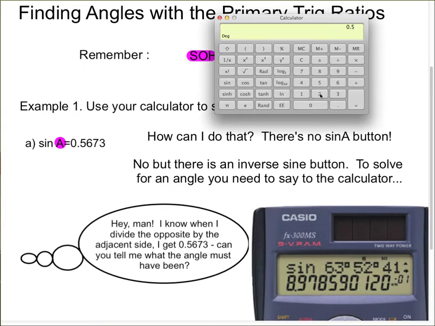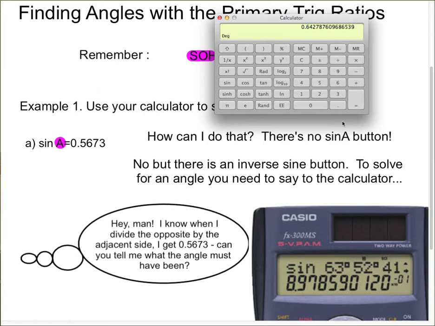Is it the sine of 20? No, that's 0.3. What about the sine of 30? Oh, that's 0.5. I'm getting closer. What about the sine of 40? No, that's way too big. There's got to be an easier way. And in fact, there is.